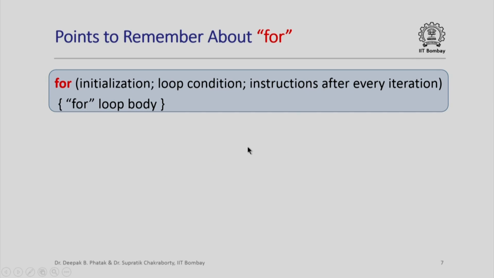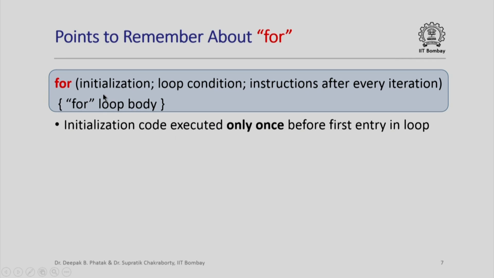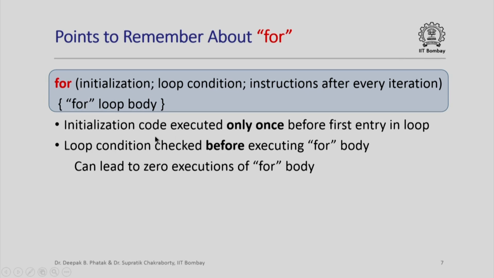Now there are a few points to remember about the for construct. So here is our for construct as we have just seen. Note that the initialization code is going to be executed only once, before the first entry in the loop. It is not going to be executed every time we enter the loop. Before the first time you enter the loop, that is the only time this initialization code will be executed.